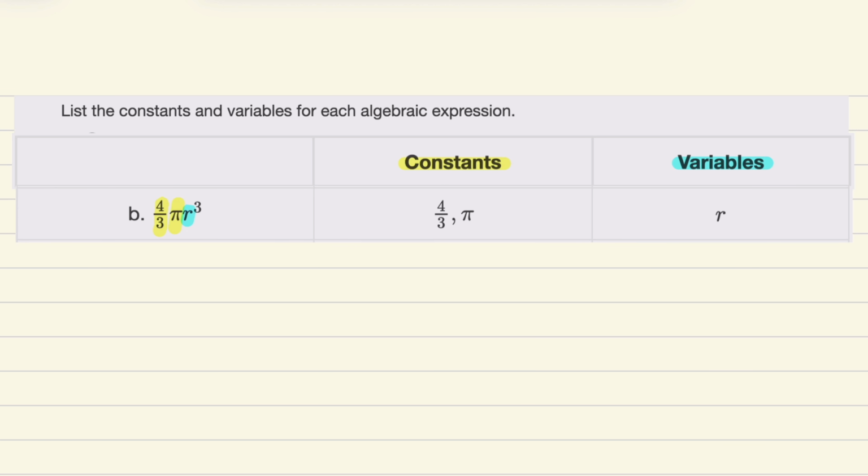And if you're noticing that cube on the r, that is not a constant or a variable. That would just be an operation. That's telling you that 3 r's are being multiplied together.